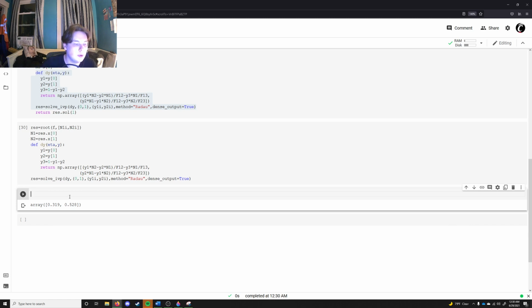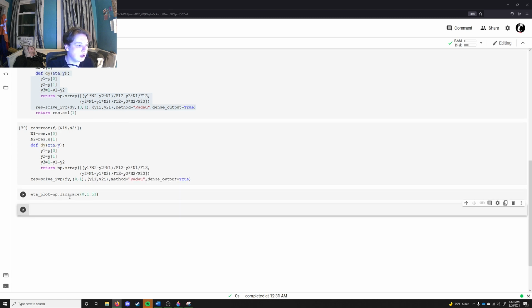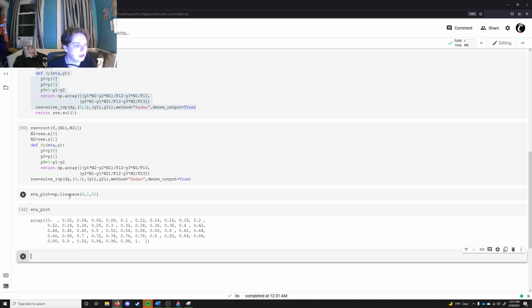Alright, so now we want to take all of the values that we found and put them into a plot. We're just going to make some new eta, as we're plotting, but we want equal spaces on eta. So we're going to use numpy again to do its linear spacing. Start at 0, end at 1, and we're going to do 51 numbers just to make it even. So let's just check that again. Yes, that makes sense. Okay, good. Perfect.